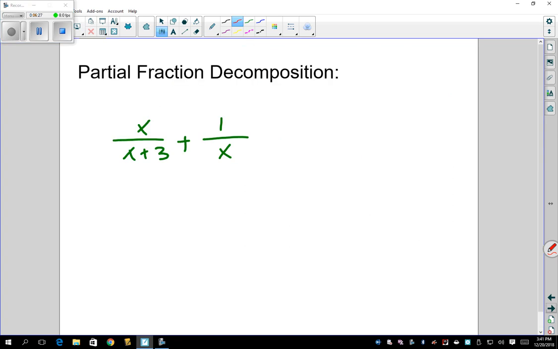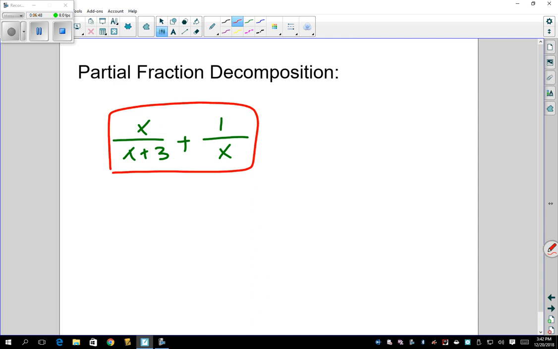The next big idea we're going to cover, and this is a very BC topic, is partial fraction decomposition. If you take a math class in college, this is something that you're going to come across, especially with linear algebra and differential equations. So partial fraction decomposition is kind of moving backwards from what we're given here.